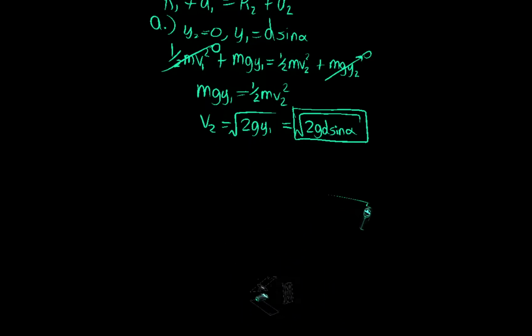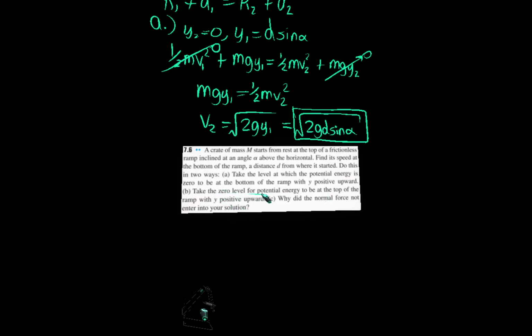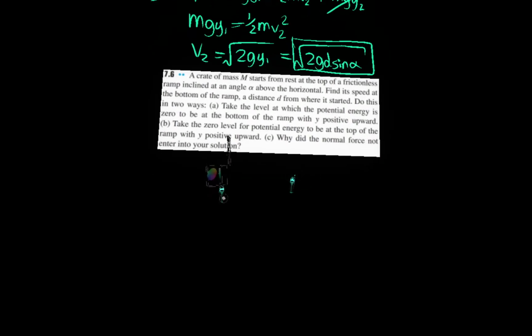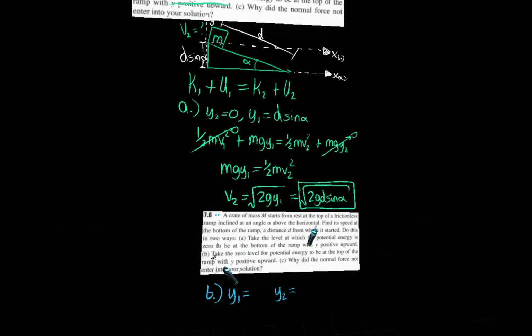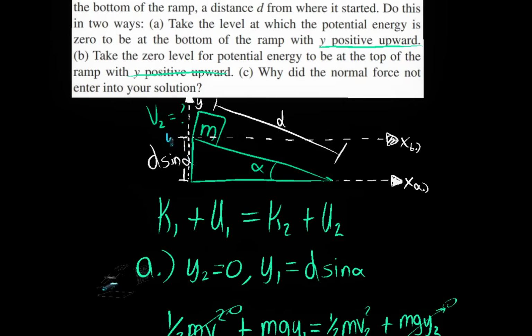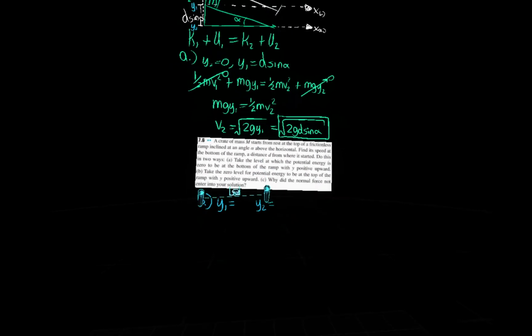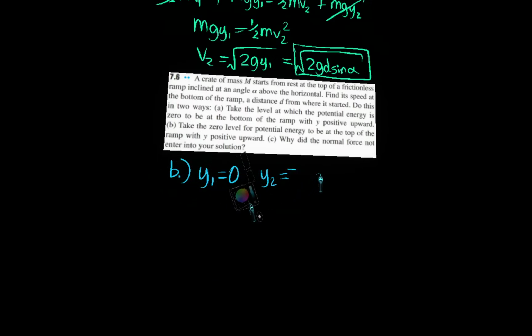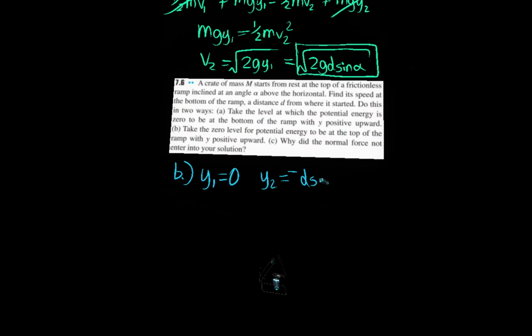All right, so now part B was to do it so that our axes were defined differently. Part B was to take the 0 level for potential energy to be at the top of the ramp. That means for B, y1 is going to be different, and y2 is going to be different. Coming back to our diagram here, this is y1, and this is y2, right? And so y1 for B is going to be 0, and y2 for B is going to be negative, and it's that distance, d sine alpha.